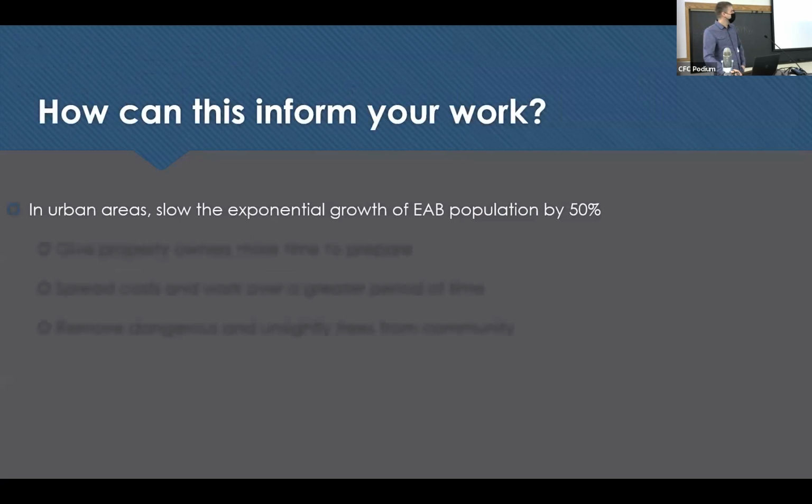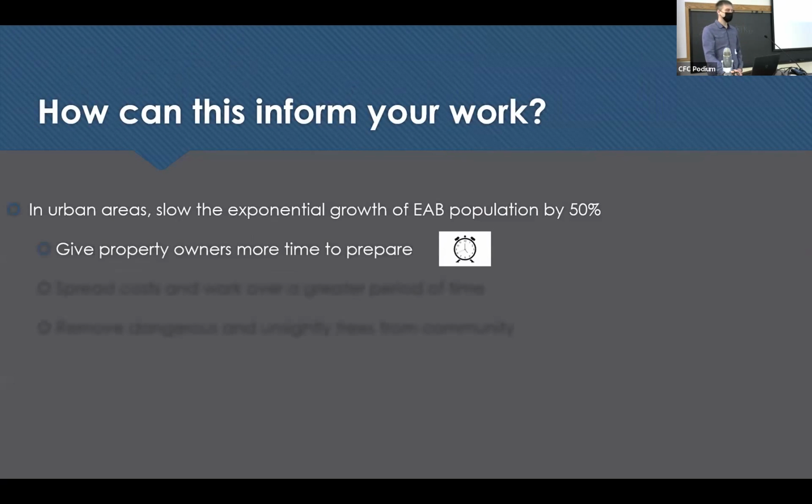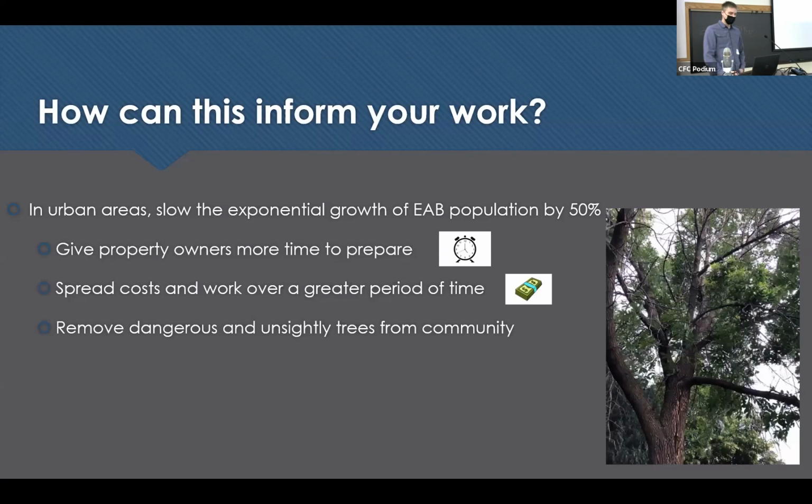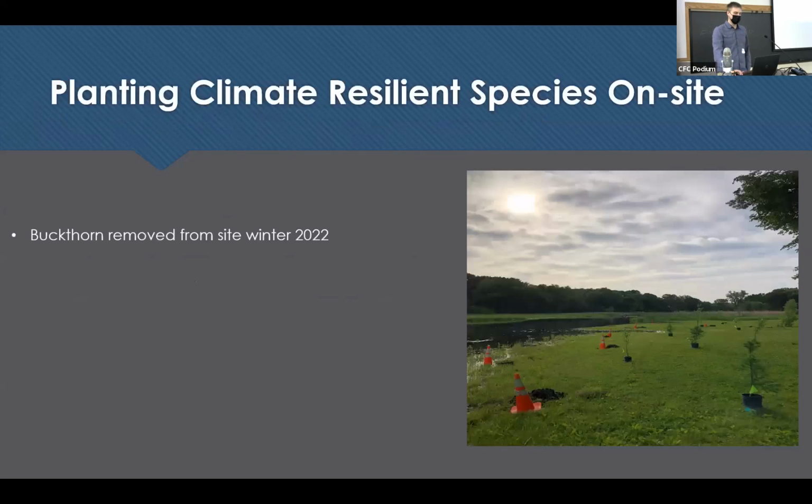So how can this inform your work? You can slow down the exponential growth of EAB by up to 50%. This will give property owners more time to prepare, and can spread the costs and work over a greater period of time. It just makes it a lot more manageable for property owners and ourselves. And then it's also removing dangerous and unsightly trees from the community.